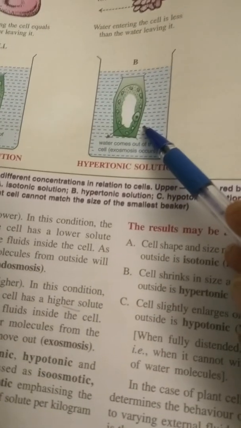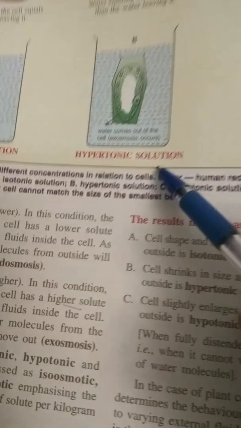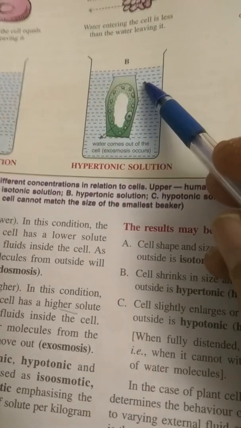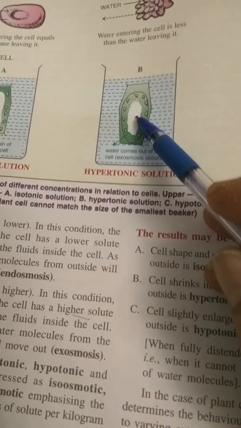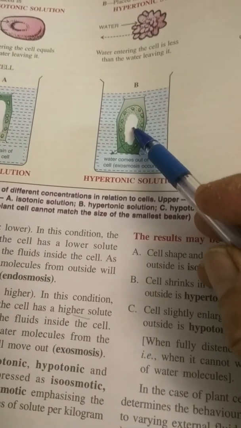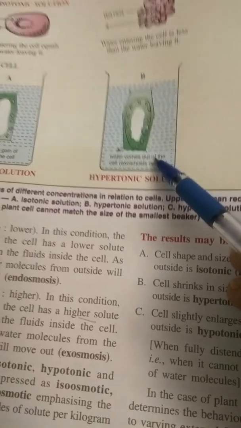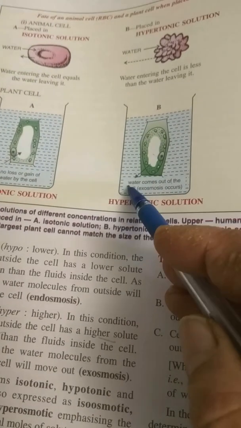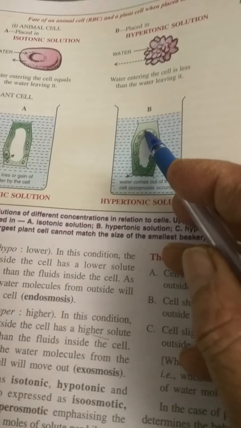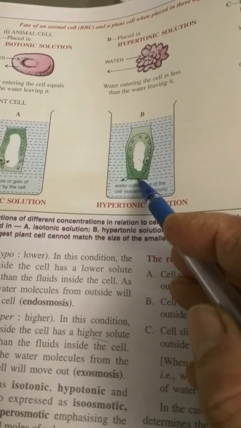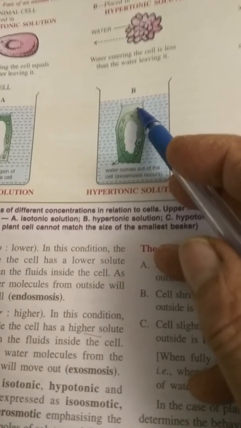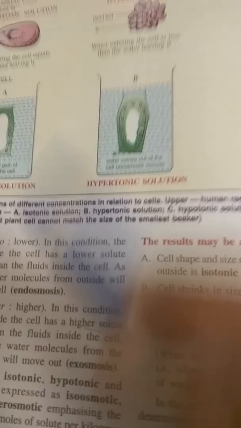Then the plant cell is placed in the second setup, containing hypertonic solution. In this case, the outside solution is hypertonic, more concentrated than the solution inside the cell. So exosmosis will take place. Water from inside the cell will move out. See the arrow? Thus it results in the shrinkage of the cell. The protoplasmic content leaving the cell wall will shrink.